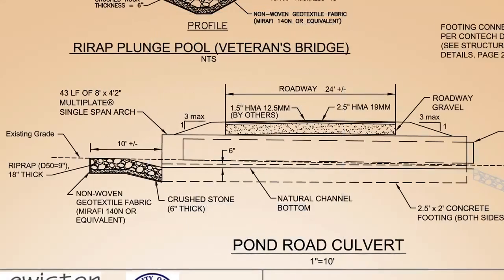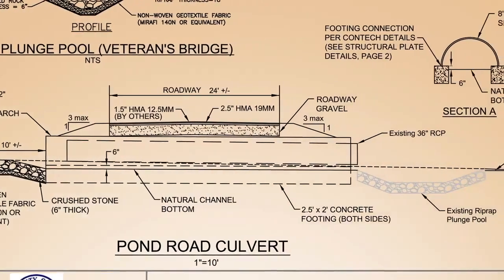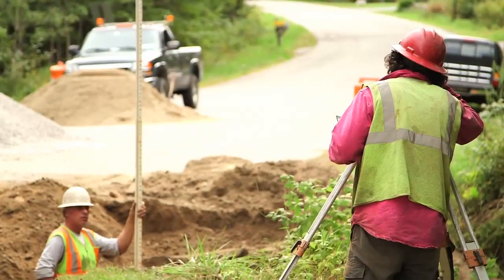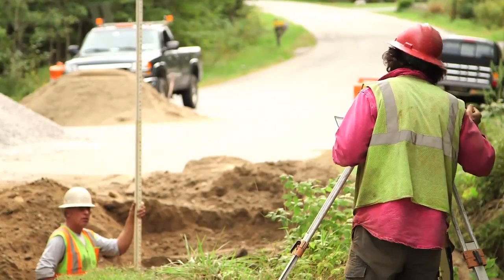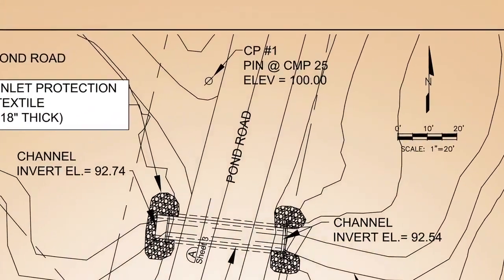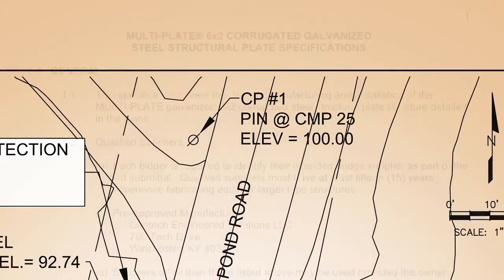The plan view from the construction drawings shows the location of the culvert and elevations of the channel. All elevations are established from a benchmark that is typically set during the initial design survey, and a description is provided on the plan view of the construction drawings.